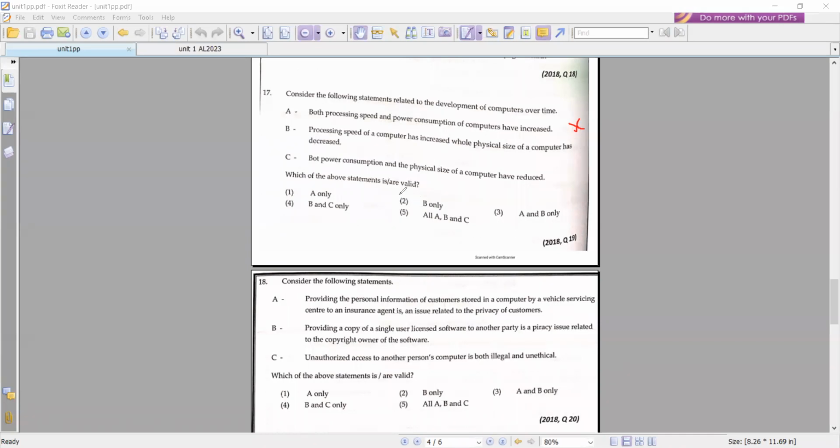Then, the processing speed of a computer has increased. Yes. The physical size of a computer has decreased. That is also correct, because the size of the computer has decreased but the speed has increased. Both power consumption and the physical size of the computer have reduced. Yes, that is also correct. So B and C, 89% of you have put the correct answer. Good.